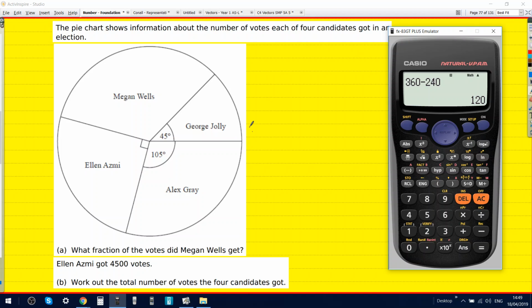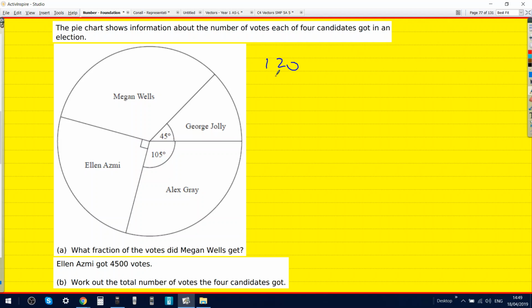So it'll be like 120 out of 360. Yep. Is that the answer? Yep. And you could simplify it. It simplifies down to a third, but they didn't ask you to.